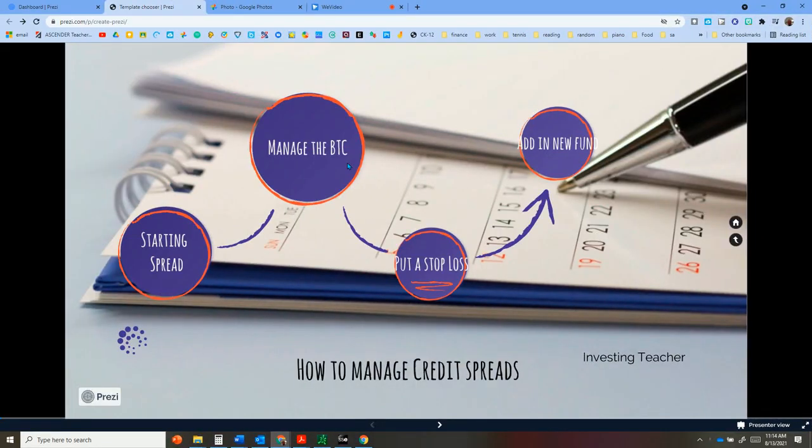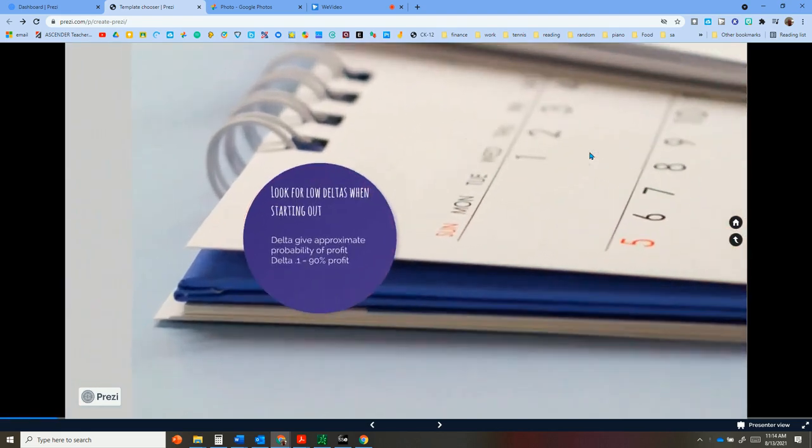Okay, so you're going to look at how to manage credit spreads in terms of starting the spread at good parameters that might be pretty safe, managing the buy to close order, locking in your profits, putting in a stop loss order so you don't have your max loss, and then adding in new funds when you have new money available. Let's get right to it.